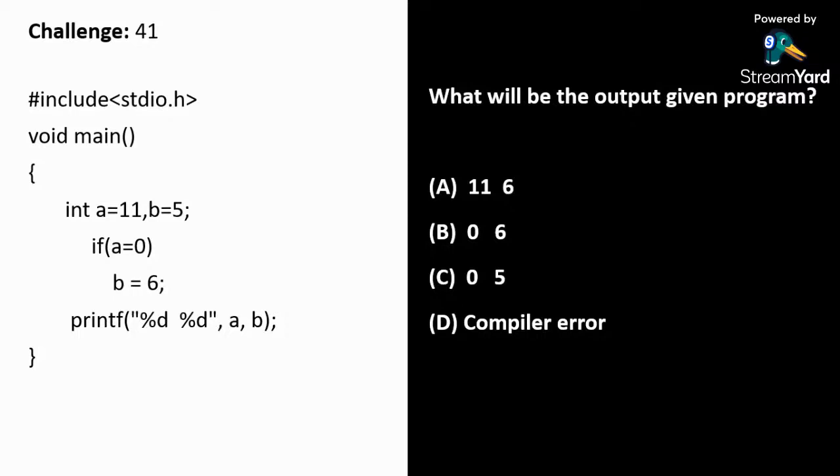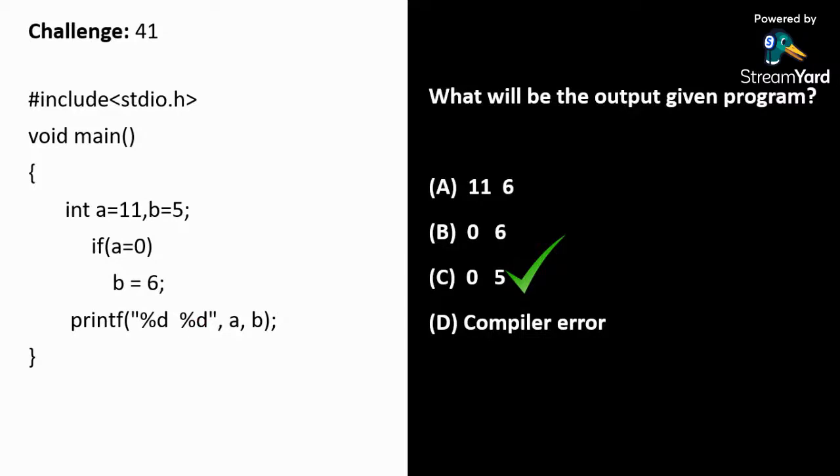Okay. So A is 11, B is 5. If A equal to 0, so now the value of A becomes 0. So if 0, that is false. So B will never be 6. So A will become 0 because A is assigned with 0. B will always remain 5. So the answer is option C, 0 and 5.